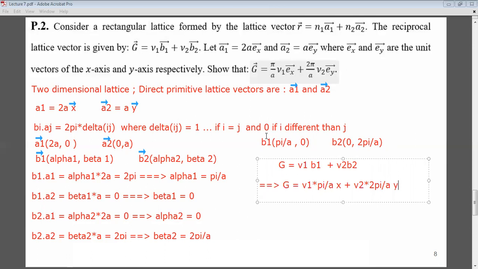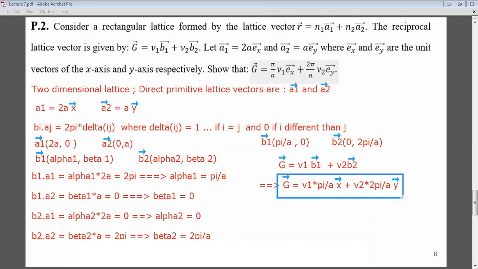So this is what I get, I just have to put my vectors. So this is vector B1, vector B2, vector G. This is vector X, and this is vector Y. So what I get now is exactly what it's asking me to show, because vector G is pi over A V1 X plus 2 pi over A V2 Y. So I proved what the question is asking me to prove.